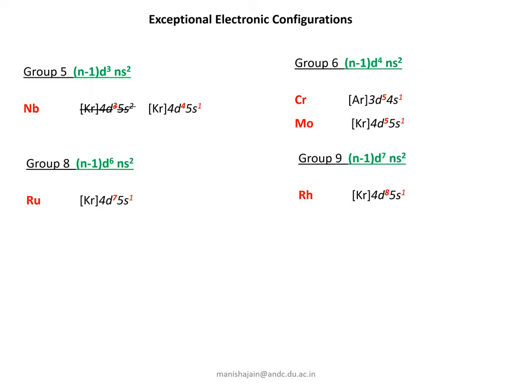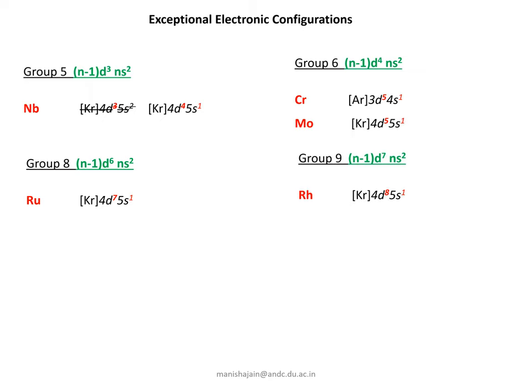Oxidation states of these elements. Again, this is important, though this property is shown by p block elements also. D block elements, that is the transition elements, display multiple oxidation states, and those multiple oxidation states are attributed to the presence of d orbitals and the small energy difference between the (n-1)d and ns orbitals. So it becomes easier to remove d electrons even after removal of the ns electrons.